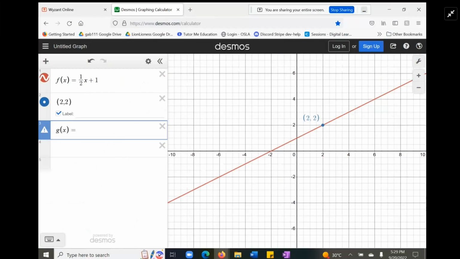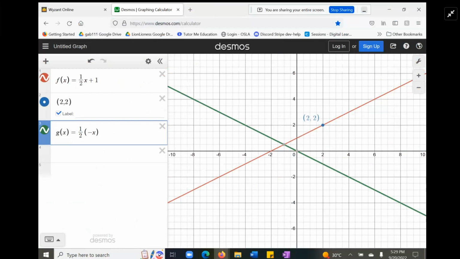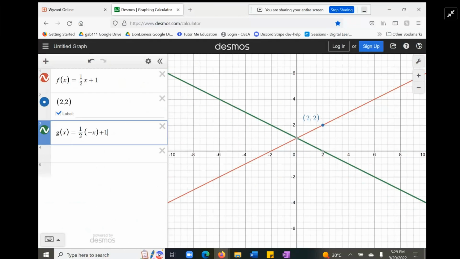So now I'm going to plug in 1/2 times -x. So you can already see it's flipped, but we're going to add the plus 1 to put it in pretty much the correct position that it needs to be. And we see that the point where the y value is still +2 is now at -2 for the x coordinate. Now it's flipped, right? So it's a reflection of itself, and the mirror is the y-axis.